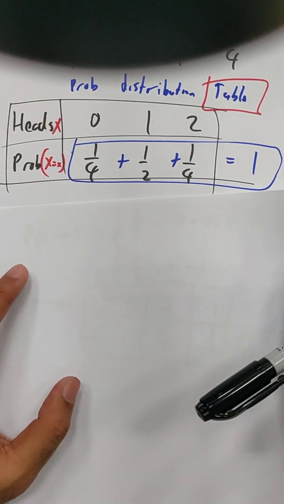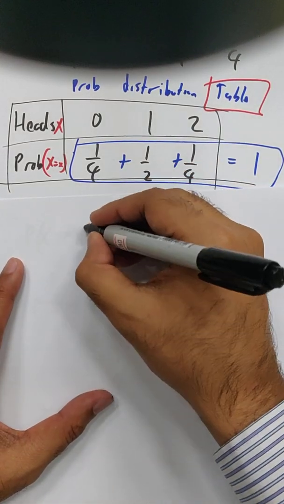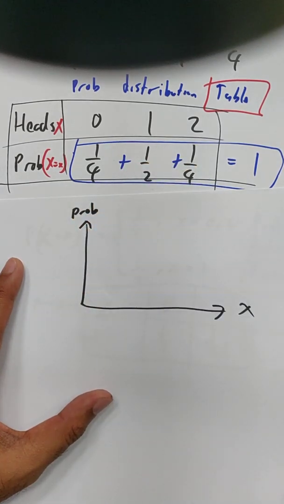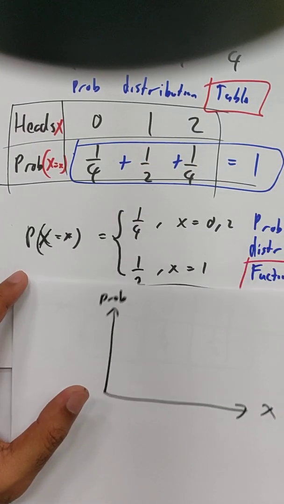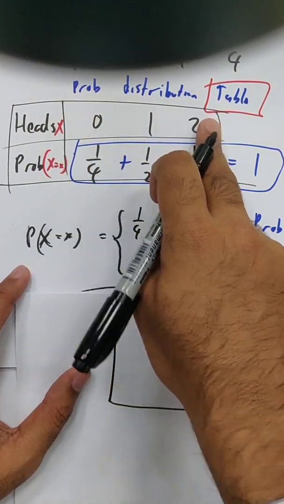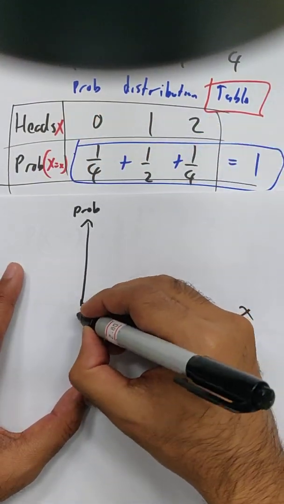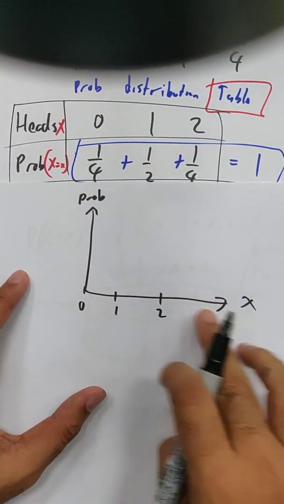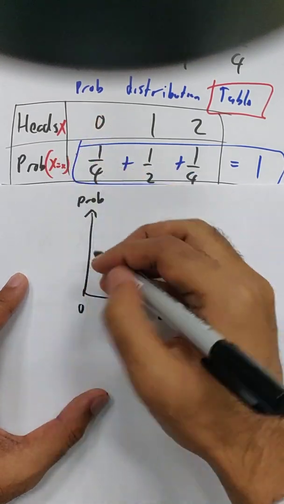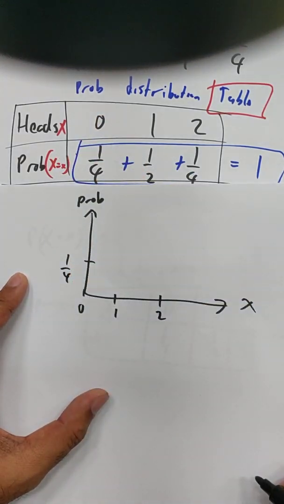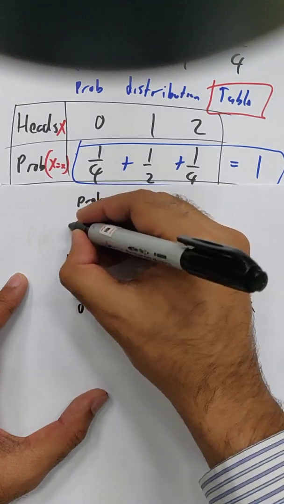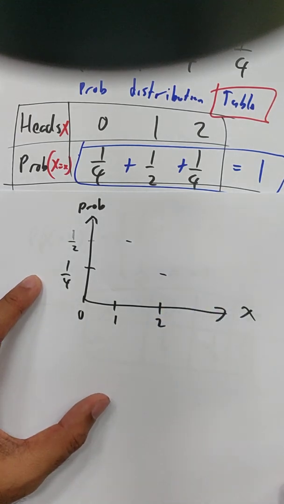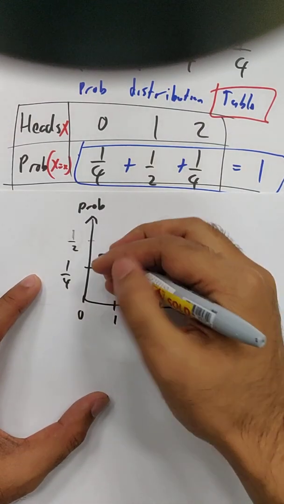You've seen it in Excel a lot of times. If I were to say, this is your x, this is your probability. How many x do we have? 0, 1, and 2. Okay? Are you guys following me? So the probability for 0 is 1 over 4. Probability for 1, 1 over 2. Probability for 2, 1 over 4. The graph is going to look something like this.